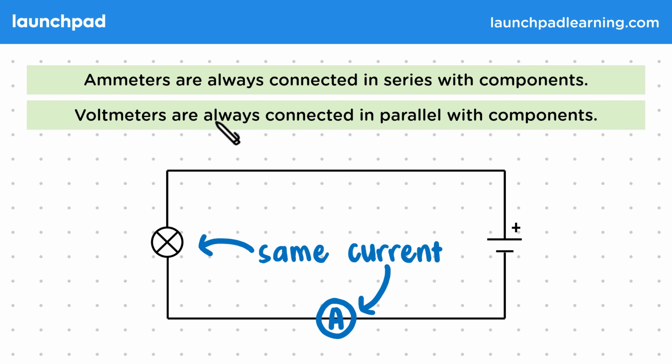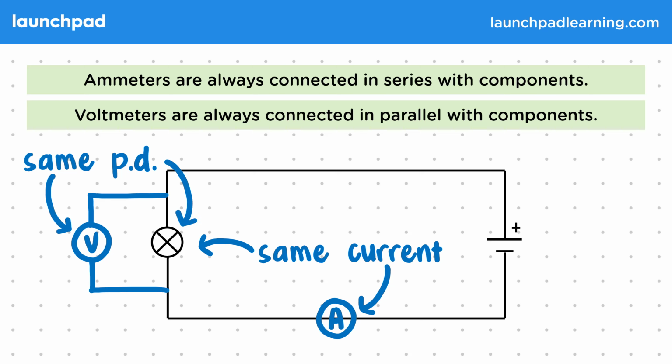Then voltmeters are always connected in parallel with components. So we would connect a voltmeter here, in parallel with the lamp, meaning that they will have the same potential difference across them. This will also have a very high resistance, so that it again doesn't affect the total resistance of the circuit.